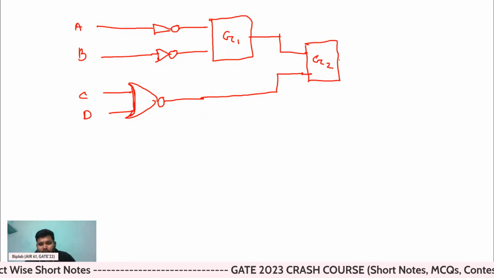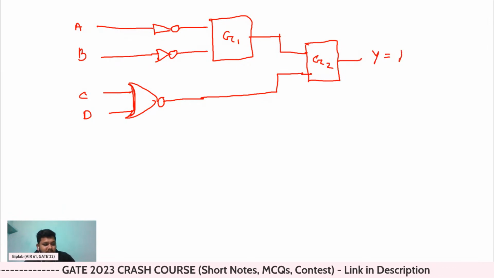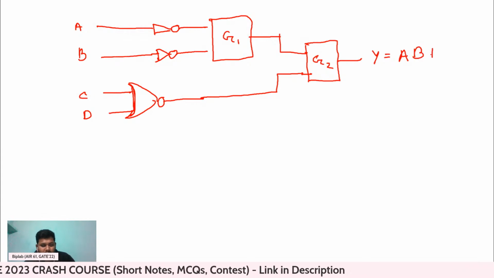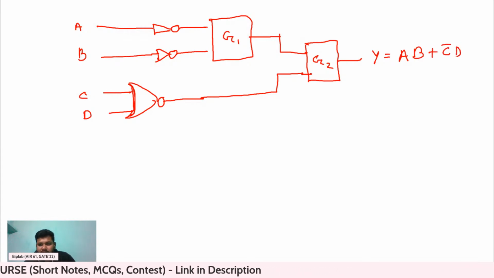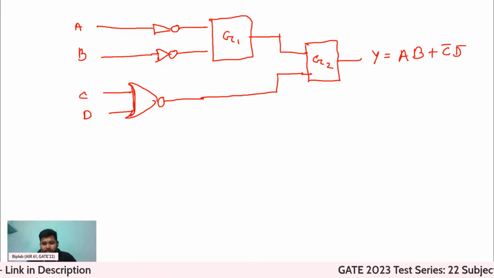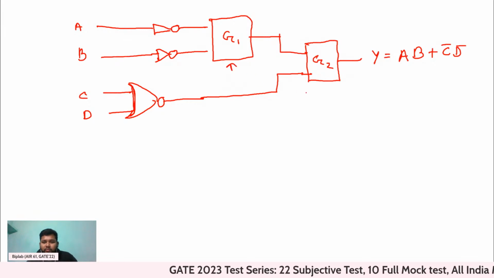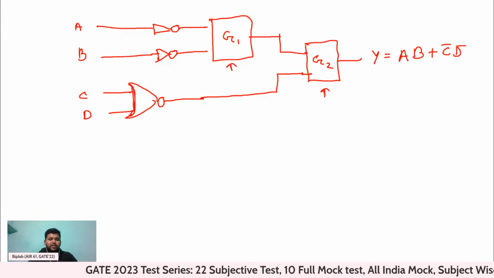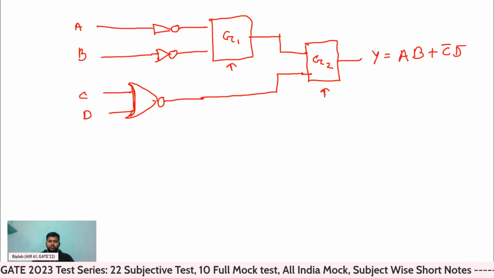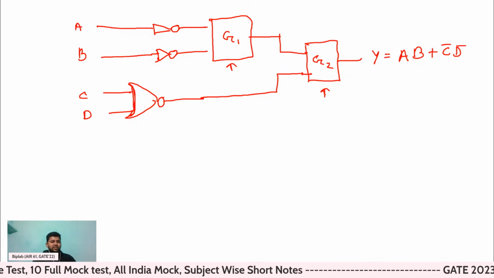Okay. And your output is Y. It is given that your output is AB plus C bar D bar. Okay, AB plus C bar D bar. So you have to identify which gates are these G1 and G2. Okay, you have to identify these two gates.